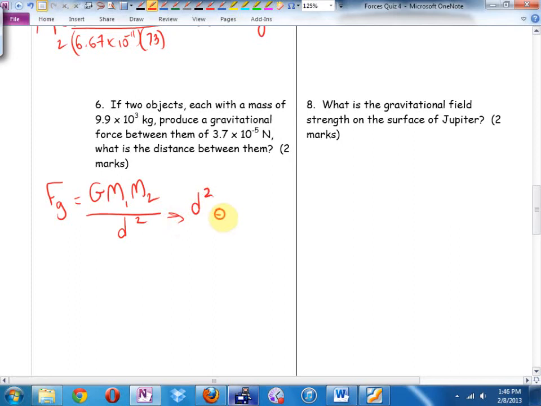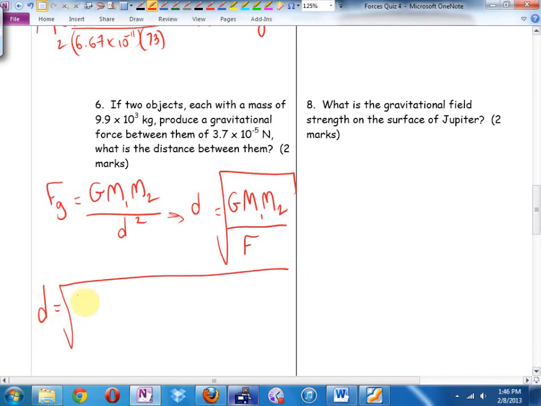D squared equals big G M1 M2 over F. How to get rid of a squared? Right, gone. Square root the other side. Yep, good. Let's plug and chug. D is going to be the square root of 6.67 times 10 to the negative 11 times 9.9 times 10 to the third.